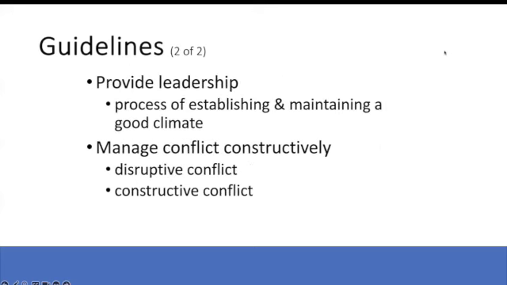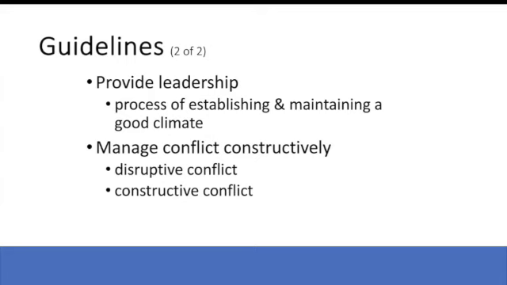Some more guidelines are to provide leadership. You don't have to be the boss to provide leadership. By knowing how to establish a good climate, you can become an informal leader, and also by asking people questions and encouraging people. Or if your boss is overlooking people, raising your hand and saying, "Hey, we haven't heard from so and so for a while. How about we hear what they have to say?" Right? You can speak up and make observations about what's going on. You can provide leadership even when you're not the boss.